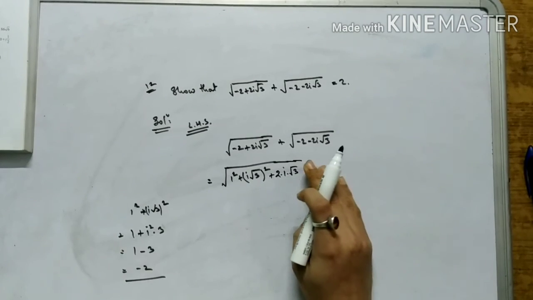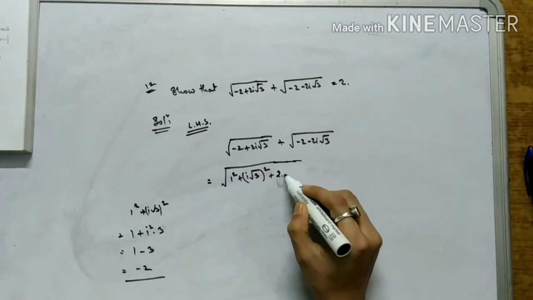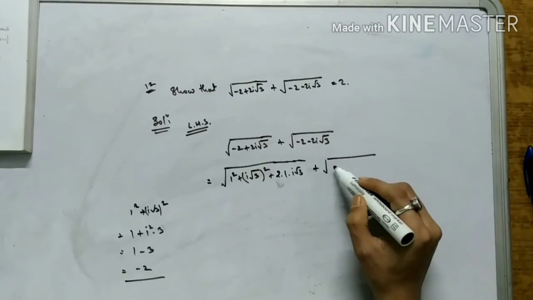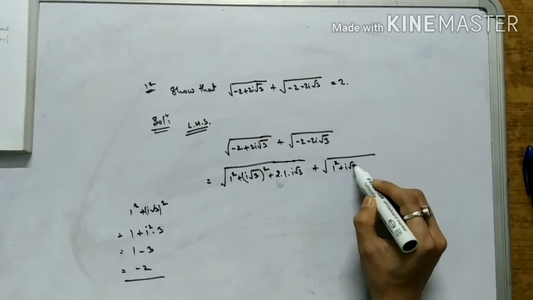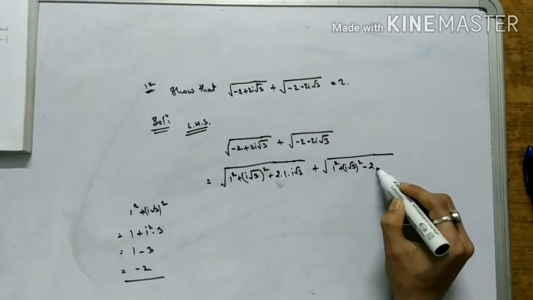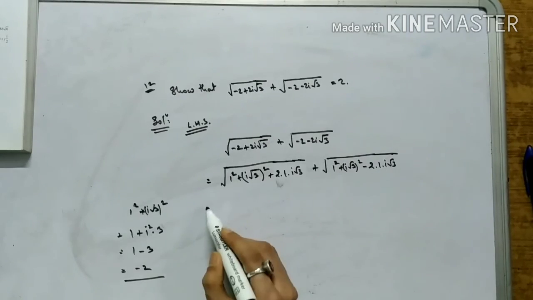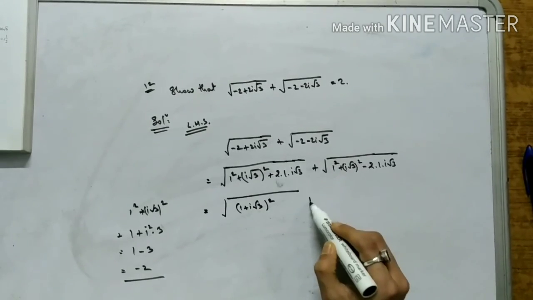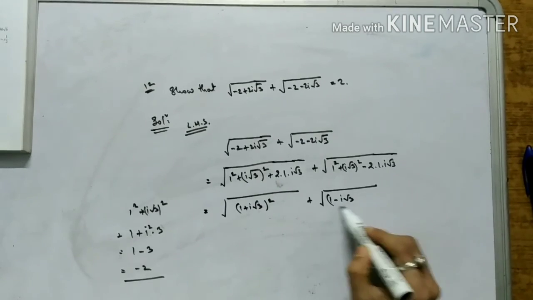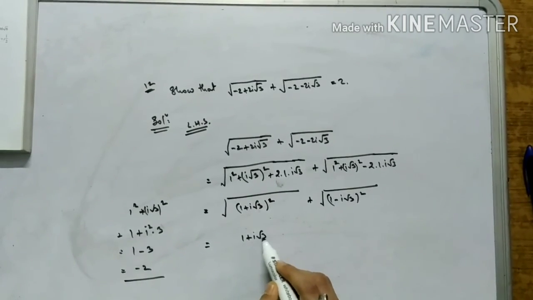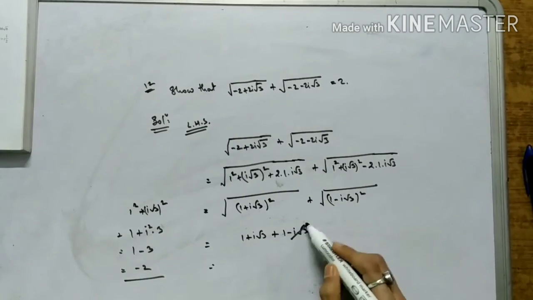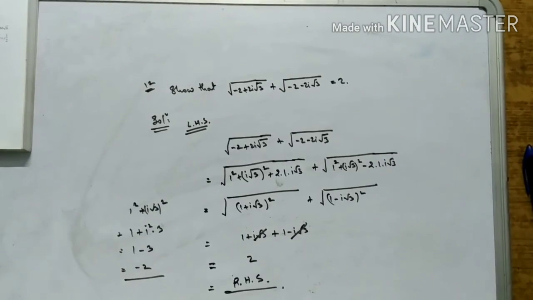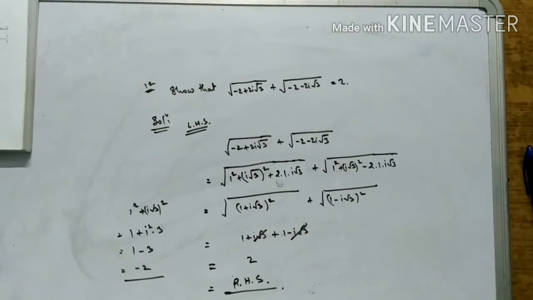Okay, and this one it will be 2 into 1 into i√3. Then again this one, minus 2, again (1 + i√3) the whole square, and this is minus 2 into 1 into i√3. So in here, this one you see is the a plus b the whole square formula, and this one the a minus b the whole square formula. So this is equals to, I will get 1 + i√3 plus 1 − i√3. So in here, this and this cut, ultimately I will get 2, which is equals to RHS. Okay, which is equals to RHS. Understand?